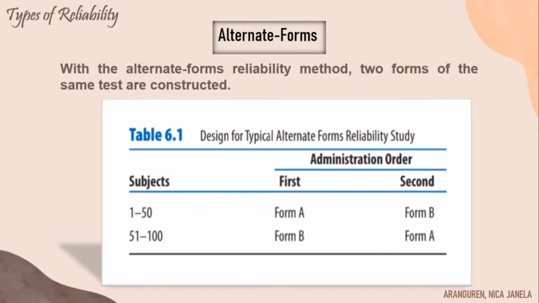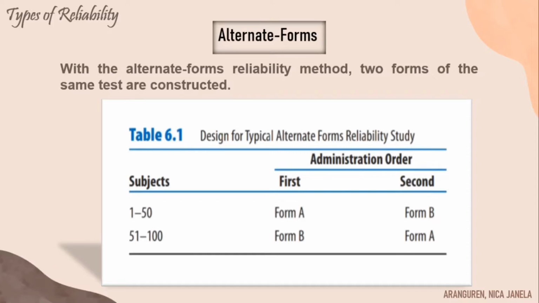Alternate form reliability. With the alternate form reliability method, 2 forms of the same test are constructed. As shown in Table 6.1, a sample of 100 people are administered both forms of the test. Half of the sample first receive Form A and the other half Form B. This counterbalancing of test-taking order is designed to eliminate any effects that taking one form of the test first may have on scores on the second form.